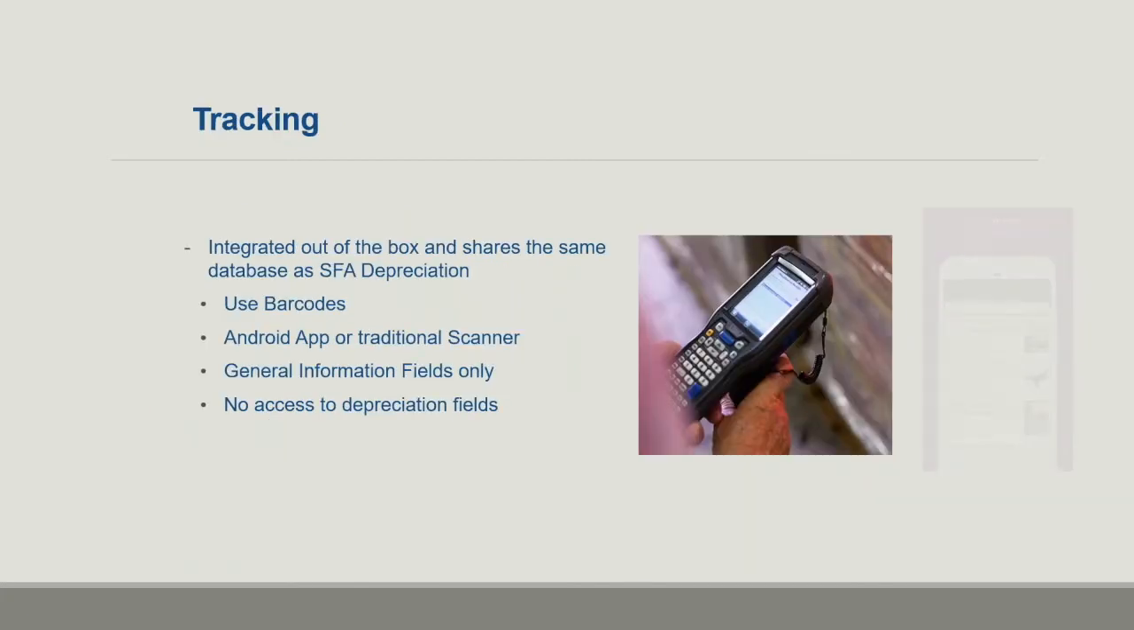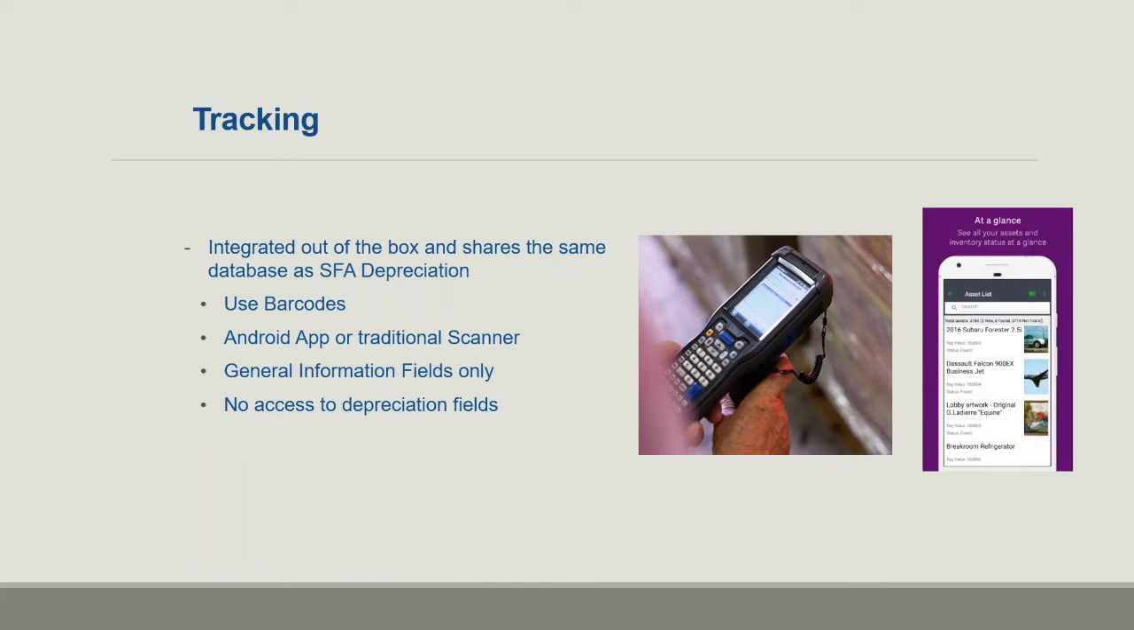The tracking module. This is the module that would be used for doing physical inventories of your fixed assets. So if, for example, you're using barcodes where you're assigning asset ID tags to your assets, you can use either a traditional scanner or you can use an Android app where you can then go out and perform those full physical inventories to identify anything that could be missing, and be able to report on the results of that inventory.